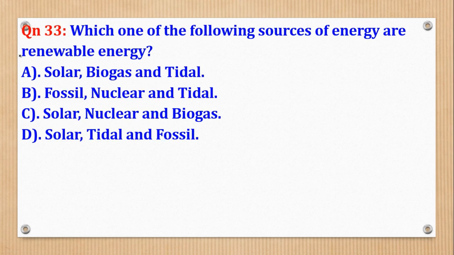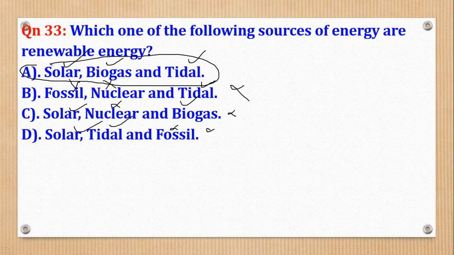So here, when you look at solar, it is okay, biogas is okay, tidal is okay. When you come here, fossil is not okay. Then nuclear is not okay. Tidal is okay. So this is entirely off. Here, solar is okay, nuclear not okay, biogas okay. So it is also off. Solar is okay, tidal is okay, but fossil is not okay. So this one is also off. So the only correct part which has all correct is part A.